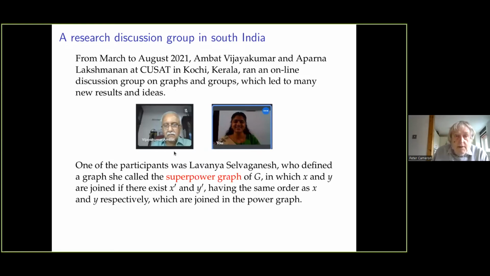One of the participants who gave a talk early on in this discussion group was Lavanya Selvaganesh, and she talked about what she called the superpower graph of a group. In the superpower graph, you join X and Y if there are elements X' and Y' having the same order as X and Y, which are joined in the power graph. So that was just a particular graph, and she was discussing that graph. But once you see that definition and you're thinking in terms of hierarchies of graphs, you say, well, that can all be generalized in the following way.